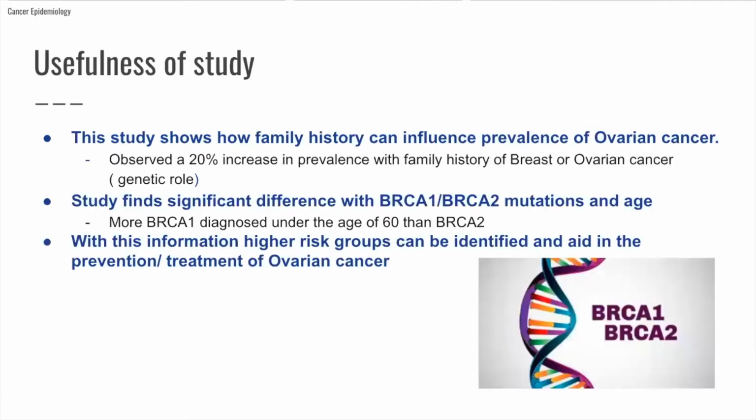And the study is useful because it shows how family history can influence prevalence of ovarian cancer, and observed a 20% increase in prevalence with family history of breast and ovarian cancer, which shows a genetic role. And the study finds significant difference with BRCA1 and BRCA2 mutations in age, being more BRCA1 diagnosed under the age of 60 than BRCA2. And with this information, higher risk groups can be identified and aid in the prevention and treatment of ovarian cancer.